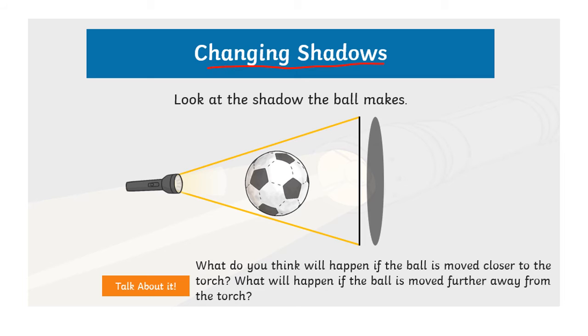Changing shadows. Here we will check how we can change the size of the shadow. What do you think will happen if you move the ball towards the torchlight? The shadow will become more big. And if the ball is moved away from the torchlight, the shadow will become small.